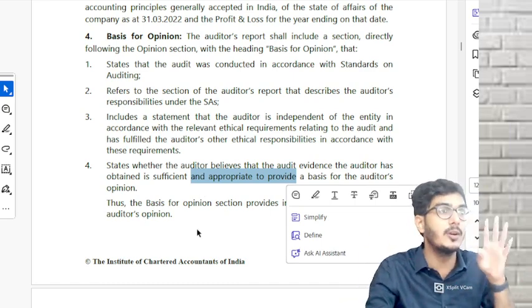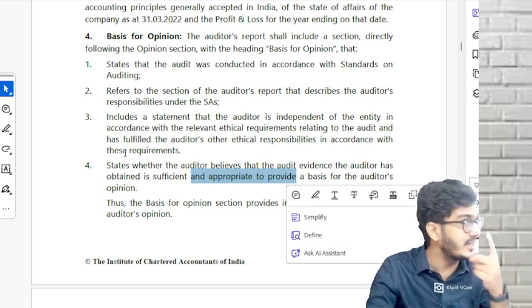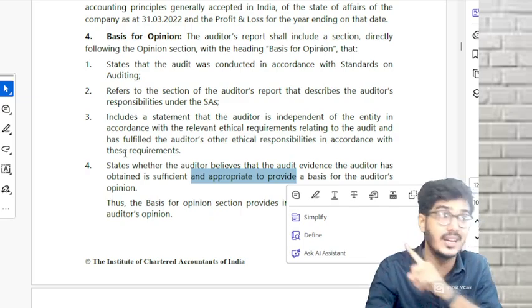Understood? When do we write all these 4 points? When it is what kind of opinion? Unmodified. When you go for modified, it is not the same. There are a few changes to be made, which we are going to learn in SA 705.